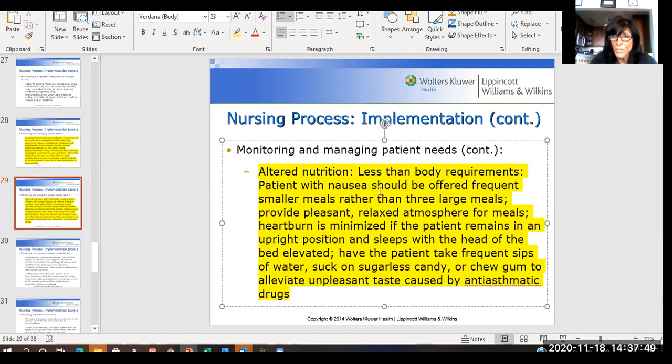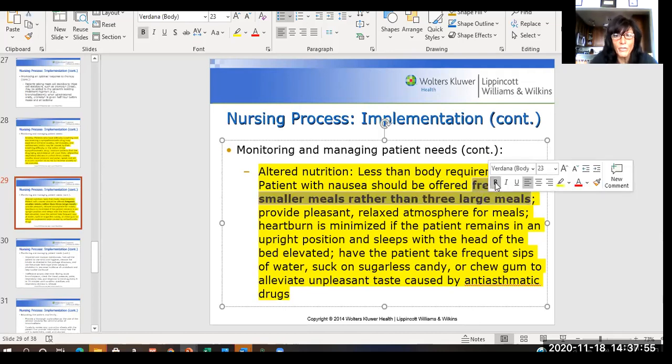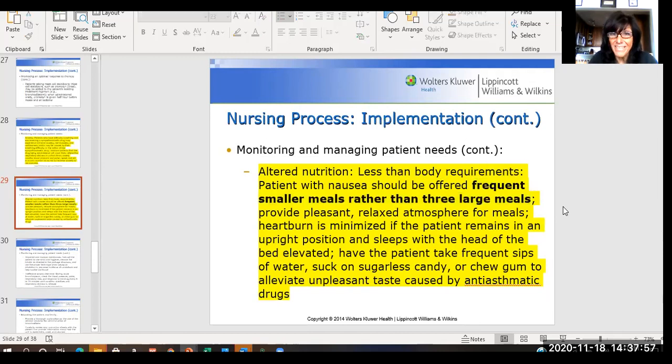Small, frequent meals, small, frequent meals, small, frequent. I can't say this enough. It's really so important for most diseases, even for healthy people, small, frequent meals, okay? Because if you give them a big plate of food, they won't eat any of it. If you give them a big plate with just a little bit of food on it, they're probably going to be able to eat it, okay? You want to make sure they're relaxed. You want to make sure that they're upright.